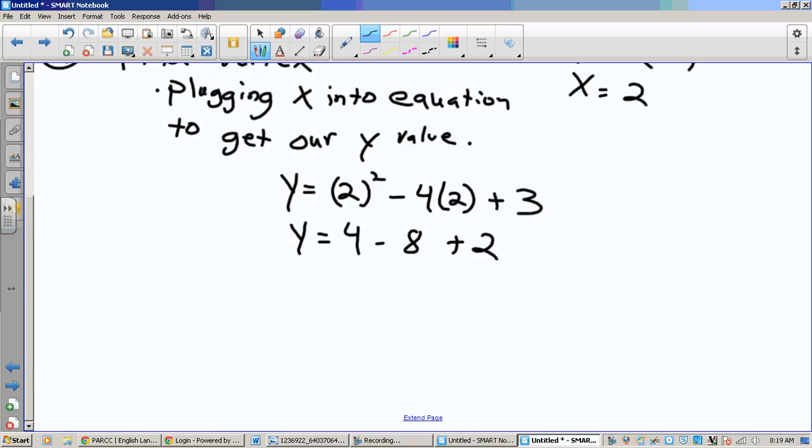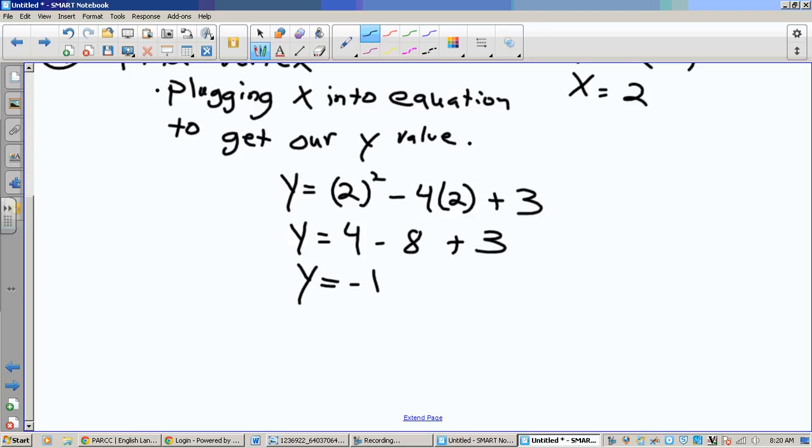Why did I do that? Brain fart. So I got a positive 4, a positive 3. That's a positive 7, and a negative 8. So I got y equals negative 1. Are we in agreement with that? Yeah. That's it. Yeah, we got it.